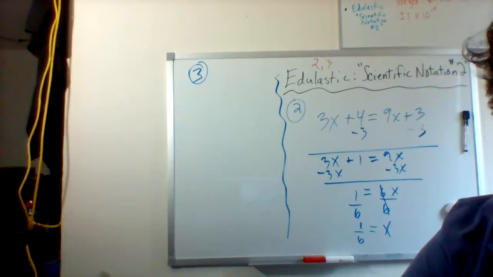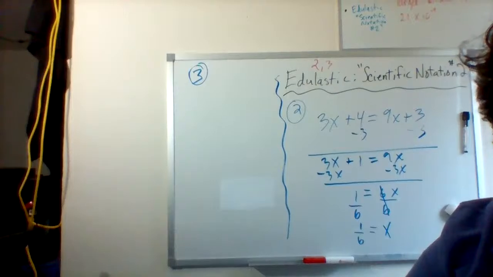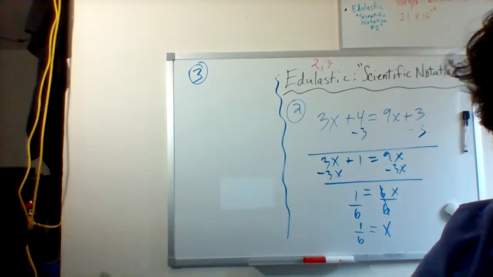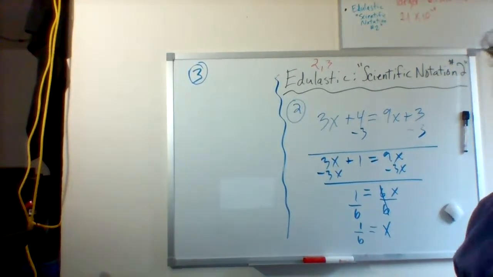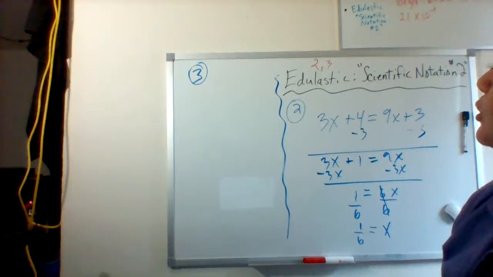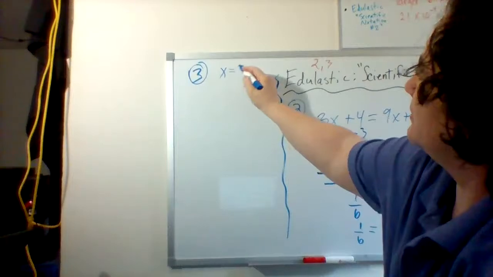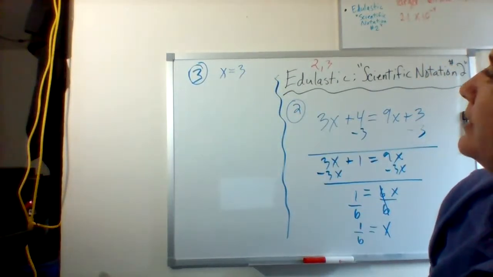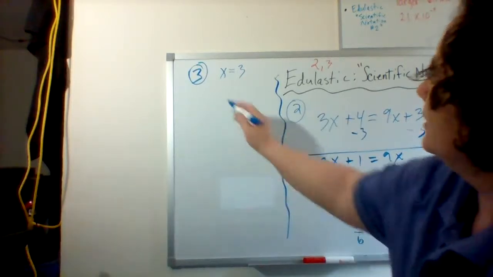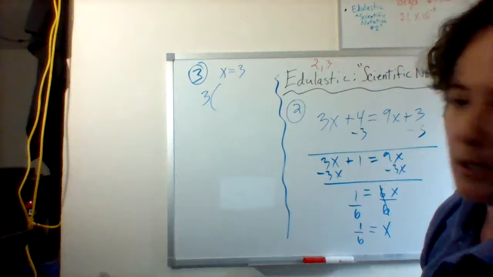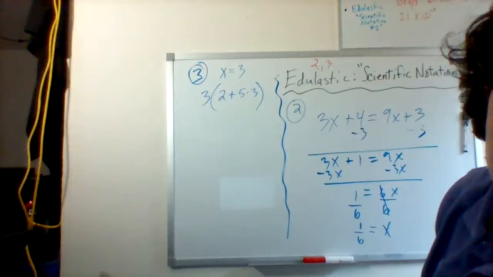Number 3. Okay, let's look at number 3. Number 3 says to evaluate the expression given below for x equals 3. So if they're telling you that x equals 3, it's actually less work in my opinion, because it's already solved. You just have to plug in that value. So we have 3 times the quantity of 2 plus 5 times 3, not x, because x is 3.